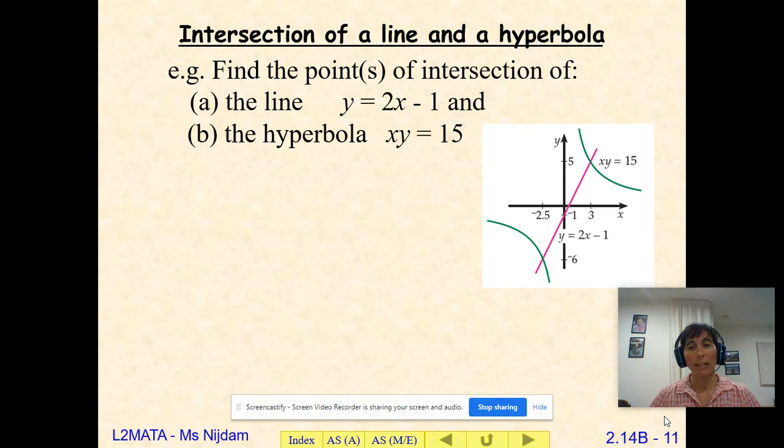So the green line has an asymptote on the y-axis and the x-axis, so it doesn't exist along those lines. And the graph of y equals 2x minus 1 is on there, so the gradient is 2 and the y-axis intercept is -1. From having a look at that sketch, we should have 2 points of intersection. So let's look at solving that now to see what they are.